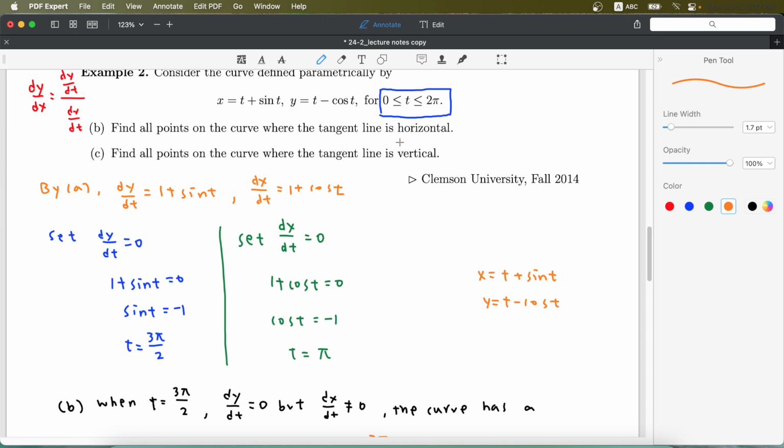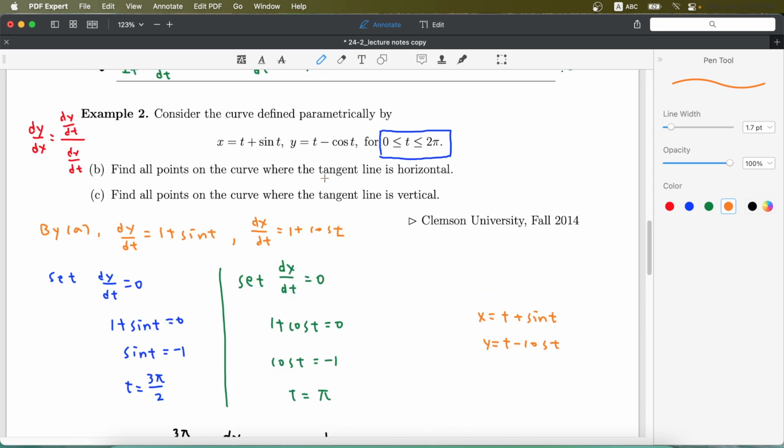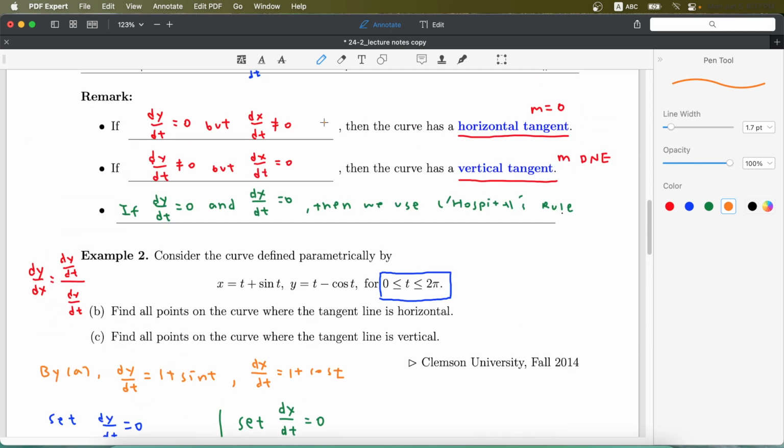Okay, so notice that if the tangent line is horizontal, that means the slope equals 0. Okay, the slope equals 0. So that means dy over dt, your numerator, has to be 0, but the denominator cannot be 0. Now, if the tangent line is vertical, that means the slope does not exist. That means your numerator is not 0, but your denominator is 0.